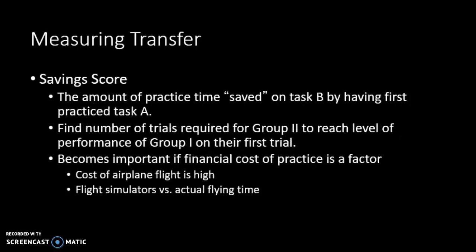So what we end up really looking at more is the savings score, so the amount of practice time saved on task B by having first practiced task A. So finding the number of trials required for group 2 to reach the level of performance of group 1 on their first trial. So this becomes important if the financial cost of practice is a factor. So the cost of an airplane flight is high, flight simulators versus actual flying time, right?